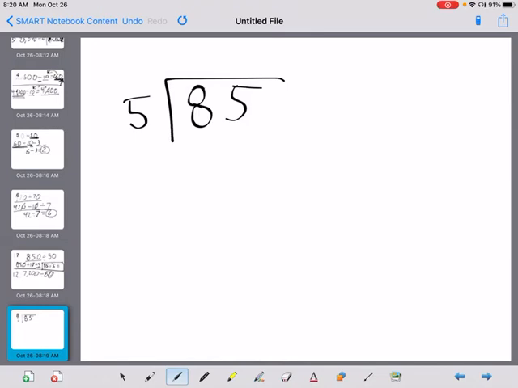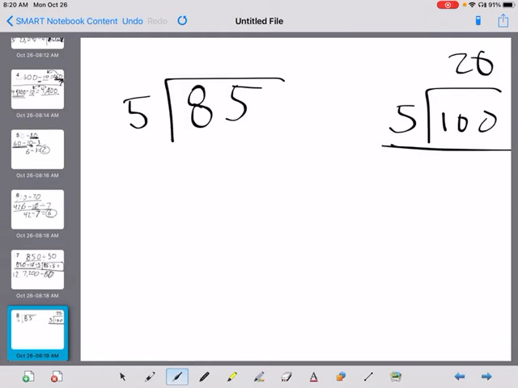I can think, hey, if 5 goes into 100, if I was doing 100 divided by 5, if you haven't already seen, this is another way to do division. 100 divided by 5, well, I know that's 20. Well, then 5 goes into this 3 less times. That's going to make it 17 because there's 15 less here than there is here. So the final answer is going to be 17.